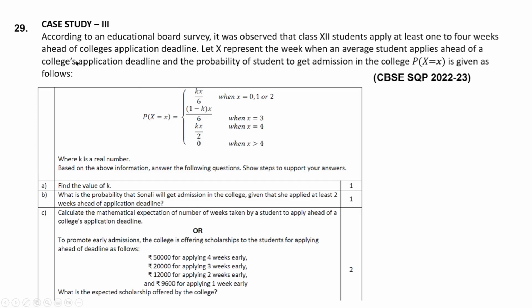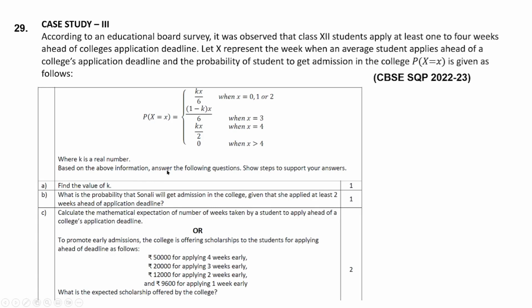The last question is a case study question. According to an educational board survey, it was observed that class 12 students apply at least 1 to 4 weeks ahead of college's application deadline. Let x represent the week when an average student applies ahead of a college's application deadline, and the probability of a student to get admission in the college, that is probability of x equal to x, is given as follows. Probability of x equal to x is kx by 6 when x is 0, 1 or 2. It is equal to 1 minus k into x by 6 when x is 3. It is kx by 2 when x is 4. It is 0 when x greater than 4, where k is a real number.